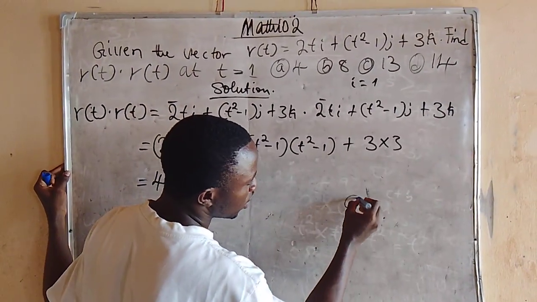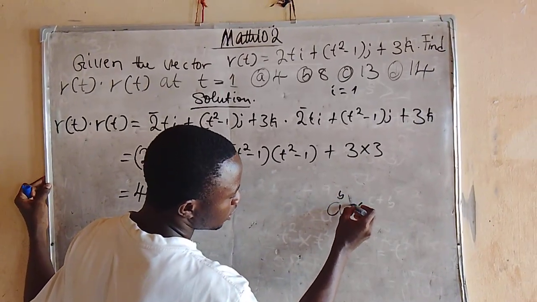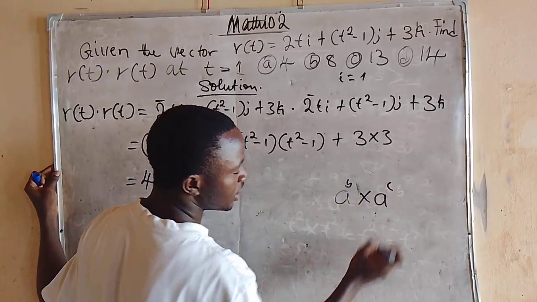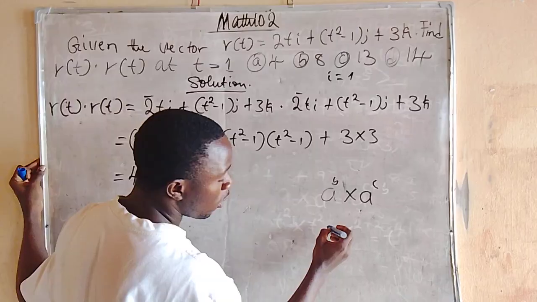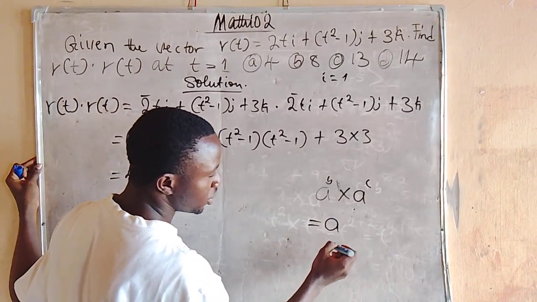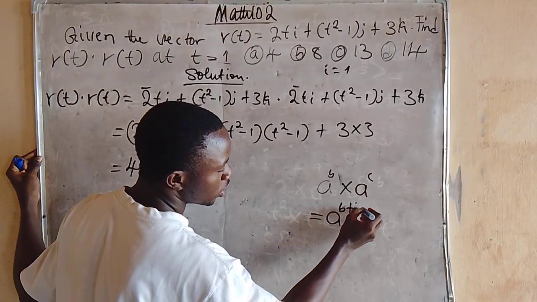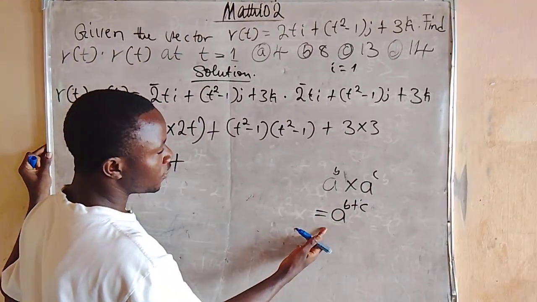From indices, when you have a raised to power of b, multiplying a raised to power of c, since we have the same base, we just take the base. Then the powers, we add them together, b plus c. So this is from laws of indices.